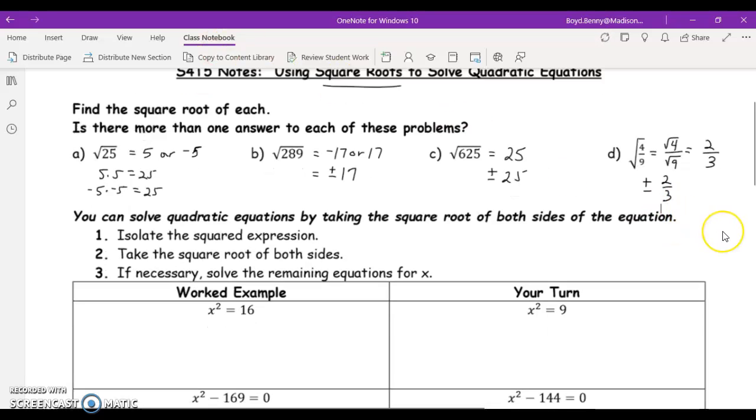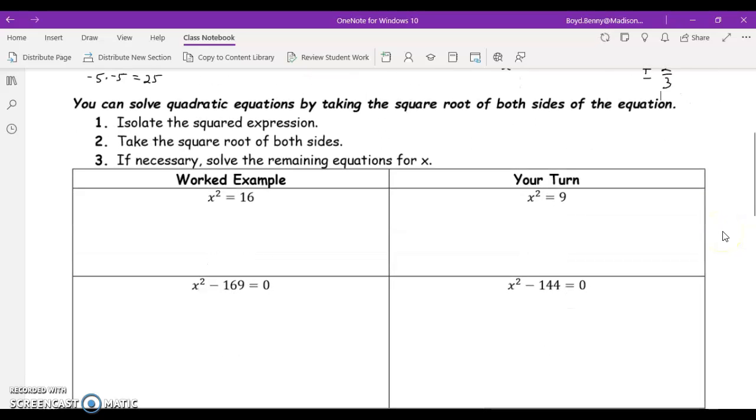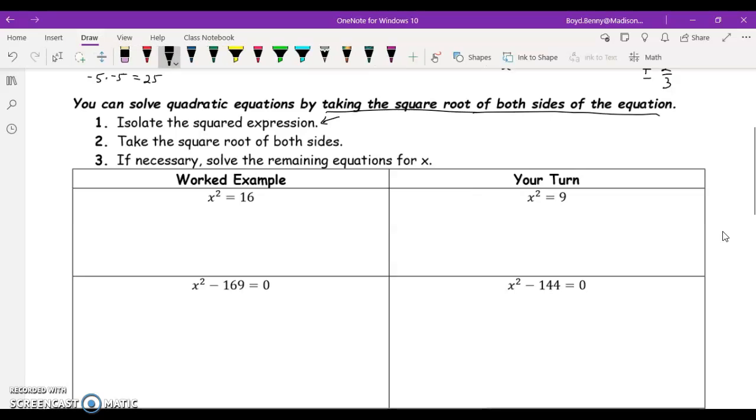Okay? So let's move on down and get into our lesson today on solving quadratics using square roots. Okay? And the way we're going to do that is we're going to take the square root of both sides of the equation. But before we do that, we want to isolate the squared part of the expression first. Then we're going to take the square root, and then if necessary, we may have to solve for x afterwards. We'll get into that in a second. So let's take a look at this first example here.